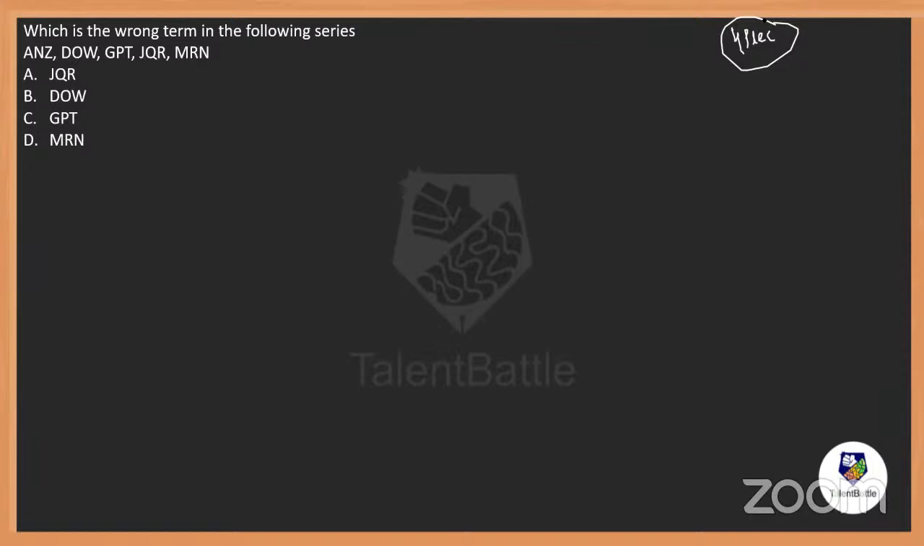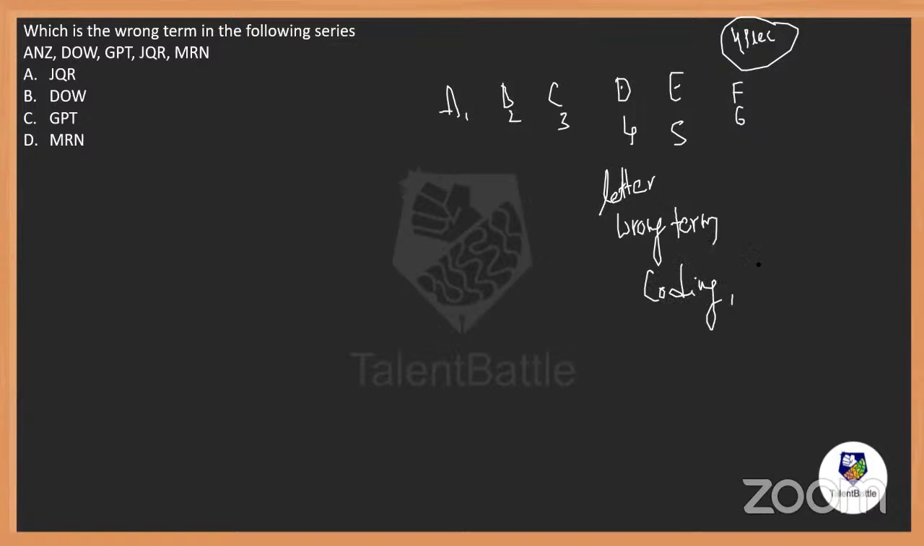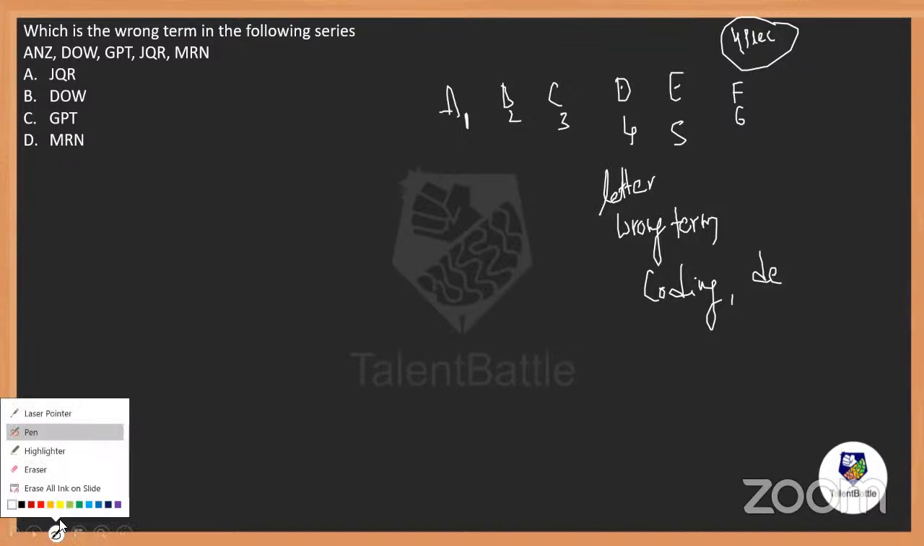We solve this kind of question by using the alphabets and their numbers. You need to use the alphabets and their numbering, meaning A is 1, B is 2, C is 3, D is 4, E is 5, F is 6. You need to know alphabets and their numbers to solve letter series based questions or wrong term based questions. Coding and decoding questions can also be easily solved using them. I suggest you learn the alphabets and their numbers. If you don't know, there are some tricks also, which you can watch in our previous videos. So we will see how to solve.